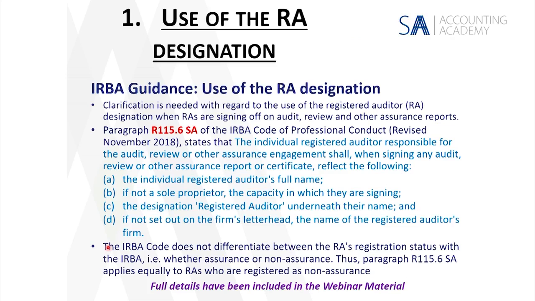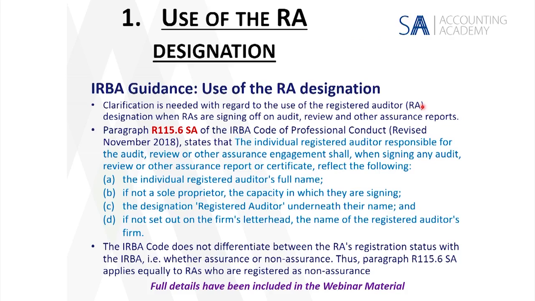And there was also only the one document here. This document was issued as a communique by IRBA, and they issued this guidance because they realize now that clarification is still needed with regards to the use of the designation registered auditor, or RA, when we RAs sign off on an audit or a review or other assurance reports. So what is it now? It was a 2-page document that was issued on the 14th of October.